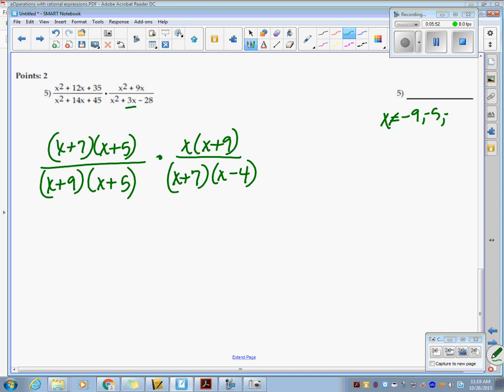So let's do the -7 and 4. I know those are a little out of order. But we'll get over that. So that cancels with that. That cancels with that. The x plus 9s cancel. And so what we're left with is x over x minus 4.